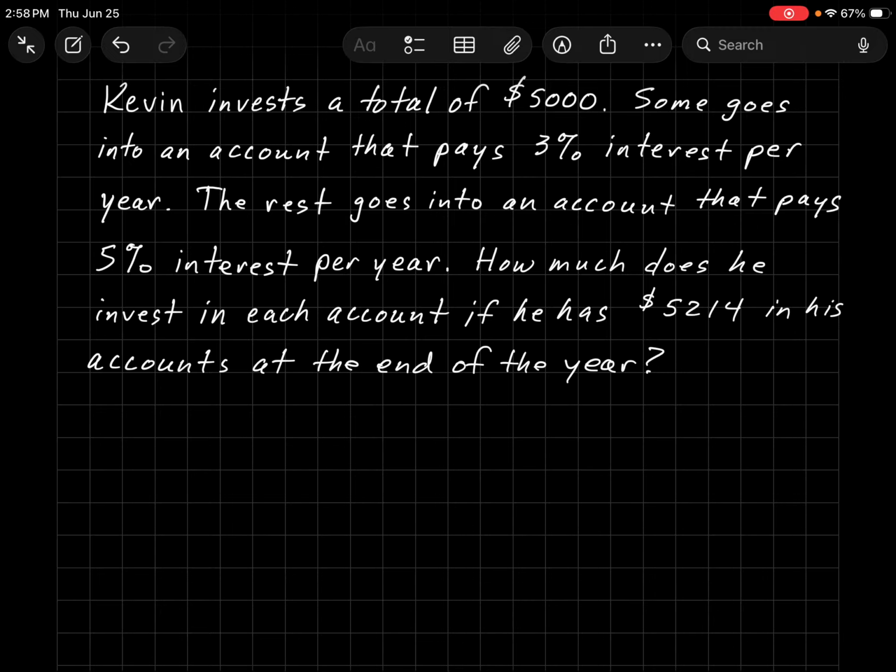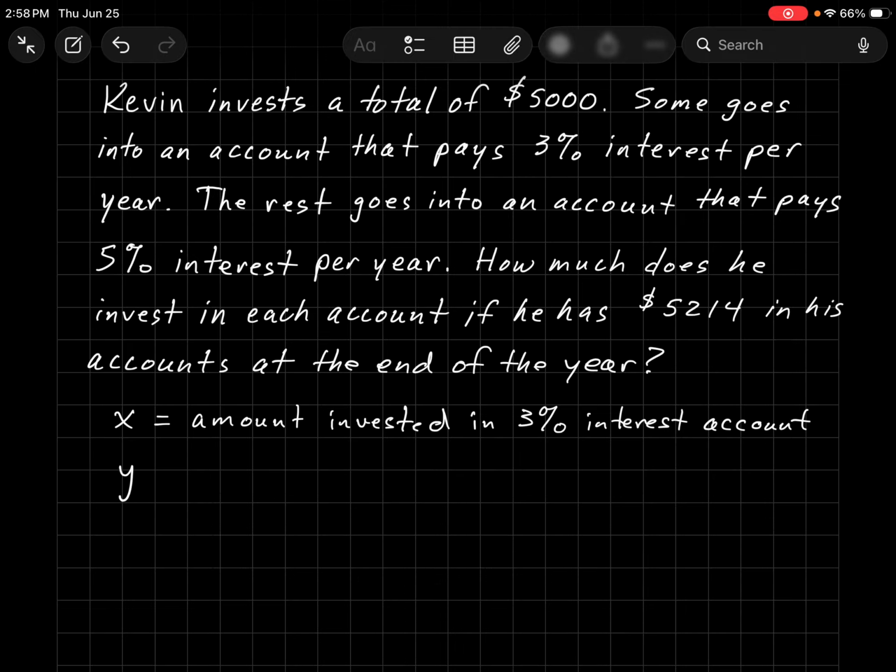So the question is asking, how much does he invest in each account if he has $5,214 in his accounts at the end of the year? So let's define things again. Let x be the amount invested, and let's say in the 3% account. And so we'll let y, or whatever letter you want, but I'll do x and y. y will be the amount invested in the 5% interest account.